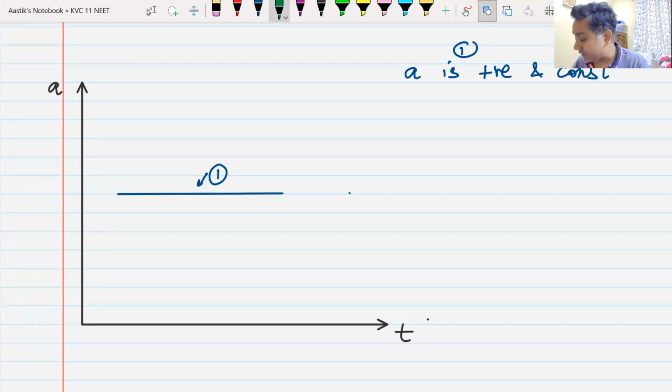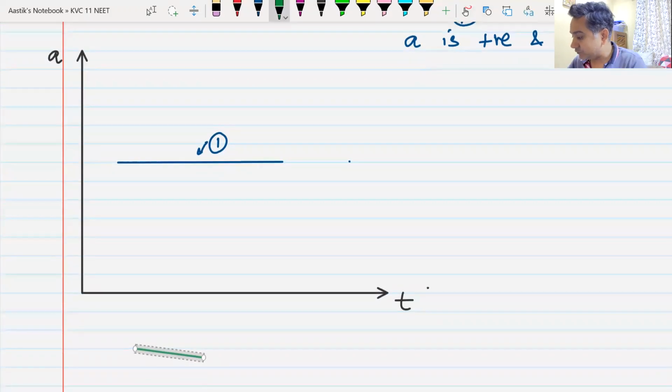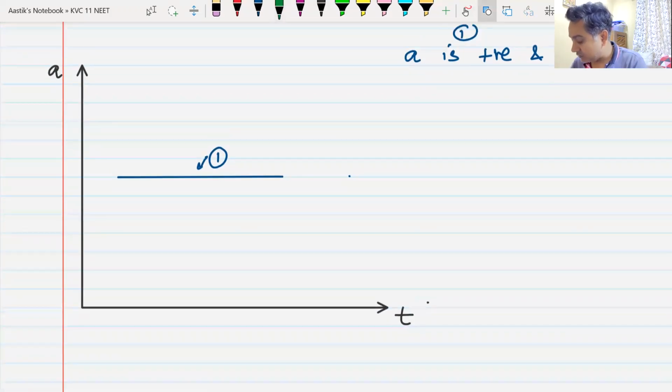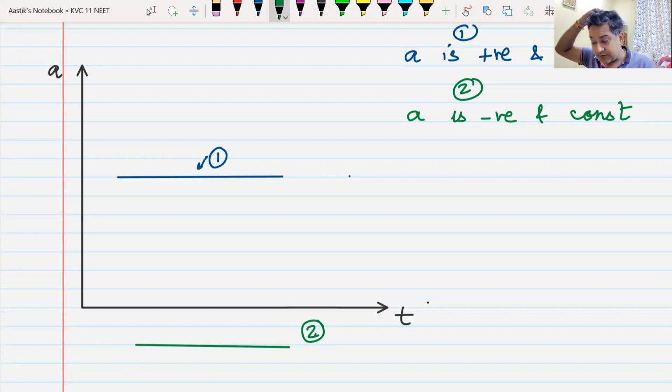If I had a graph which was here like this, oops, draw it again. If the graph would have been like this, graph number two, here for graph number two, I can say acceleration is negative and constant. Do we understand this? If it is a graph which is parallel to x-axis, you can say acceleration is constant. The area under this graph will give me change in velocity. Do we understand this?